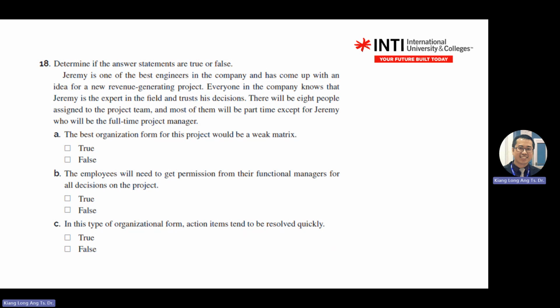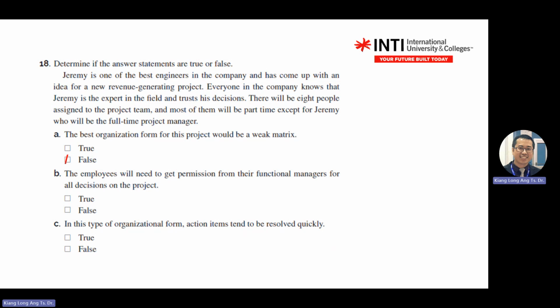So it gives you a scenario, then you describe whether this one is a pure functional organization, or matrix. Matrix can be balanced, weak, or strong, or a project-based organization. So the base organization for this project team will be weak matrix, true or false? So you refer to the level of role, full-time or part-time. So it's false, right?